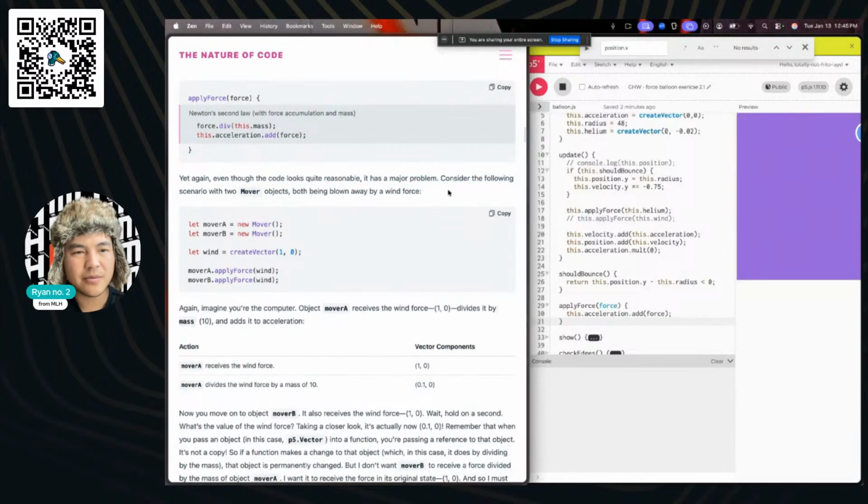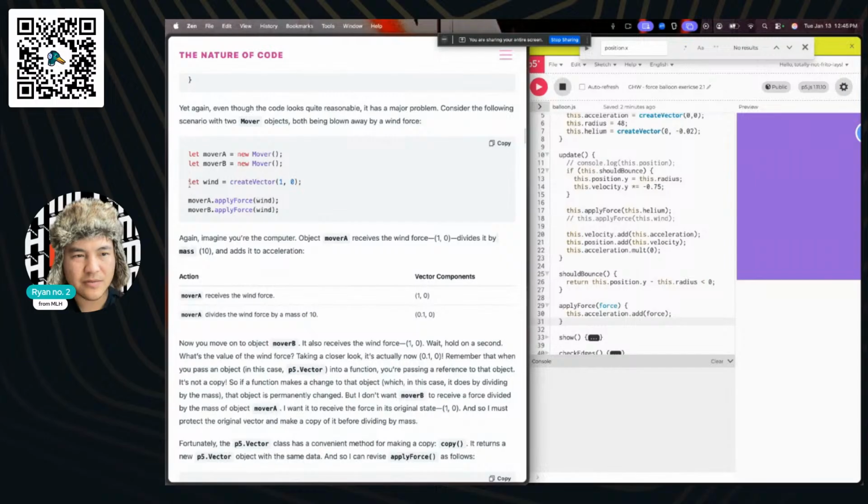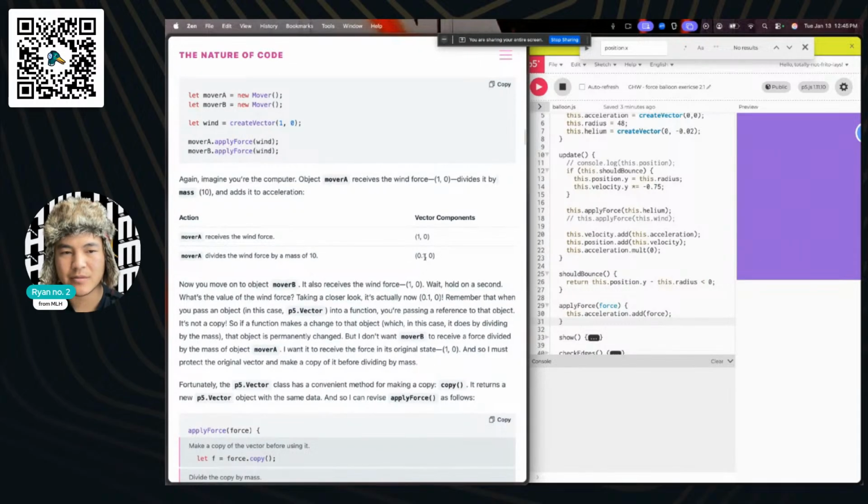Even though the code looks reasonable, it has a major problem. Consider the following, both being blown away by the wind force. Mover A, mover B, let wind, create vector. Okay, so yes, they both have the same thing. Where is the problem here? Imagine you're the computer. Mover A receives the wind force of 1, divides it by the mass, and adds it to the acceleration.